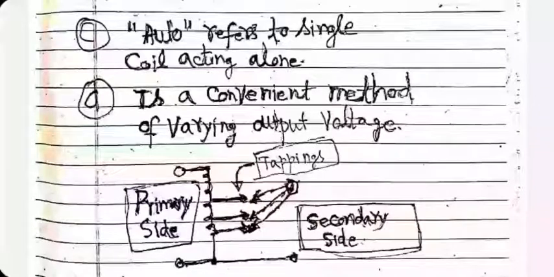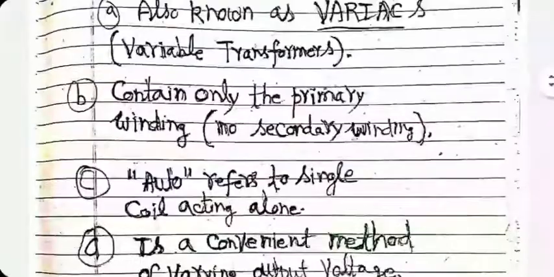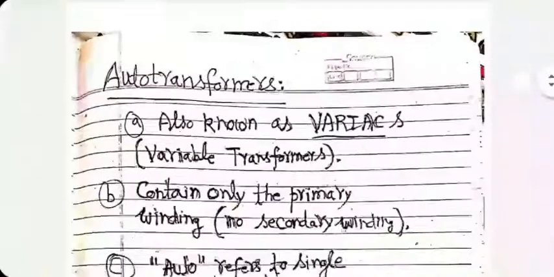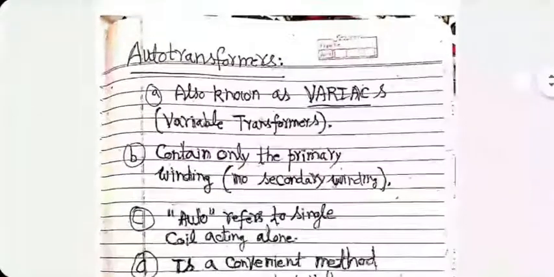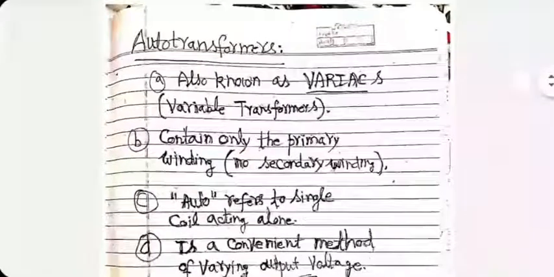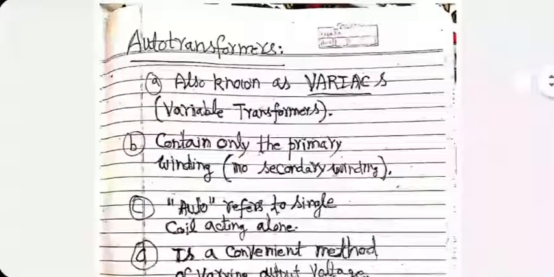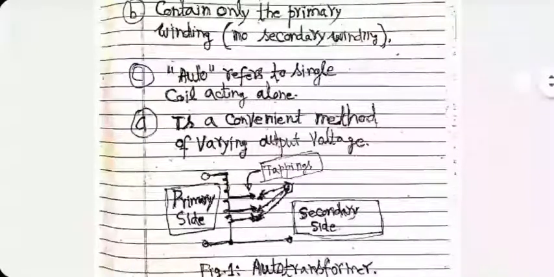Okay. Auto transformer or variac is very commonly used in real life. It simplifies the construction. You don't have to worry about secondary winding at all. Auto means a single winding or coil acting by itself. So be aware of this at least.